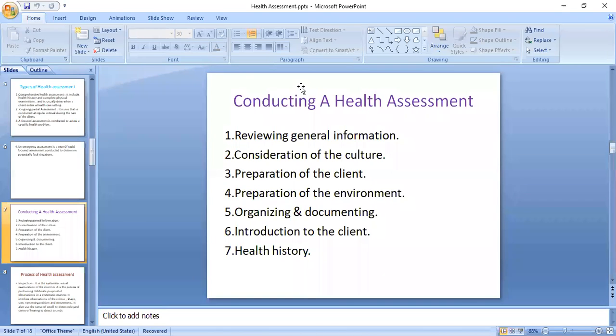See, in a proper environment only we can assess a client. The environment should be comfortable for both the nurse and the client, because privacy should be maintained. A patient will not open up in front of everyone. So we should give him privacy and maintain the environment properly. A warm, quiet, and welcoming environment should be there for the patient. Then only the patient will open up. So that one is preparation of the environment.